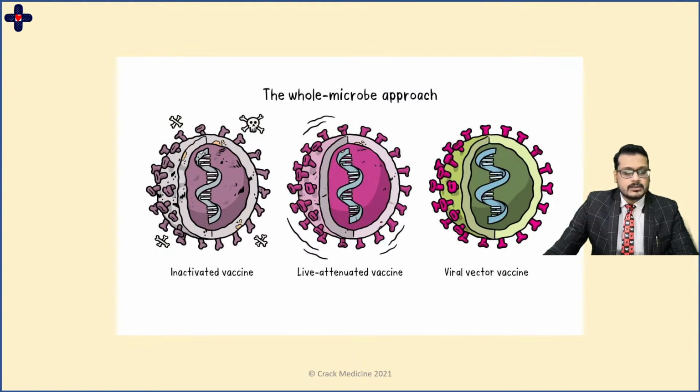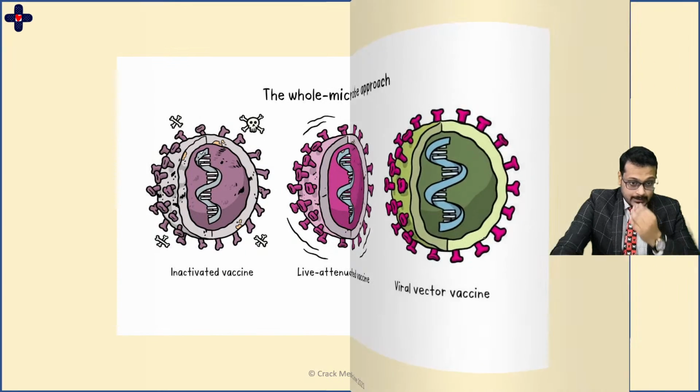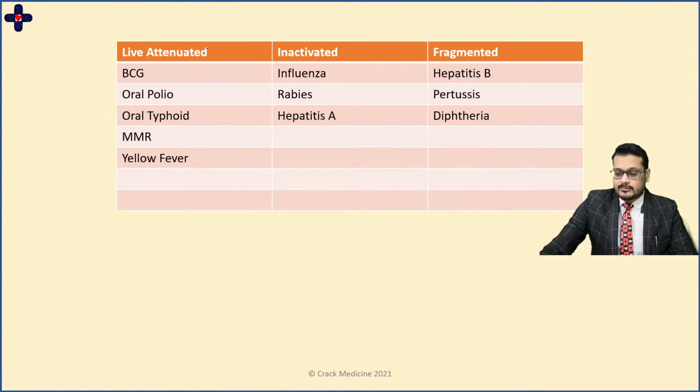When you're using the whole microbe approach, you can make basically two types. Inactivated vaccine, wherein you take the virus and kill it, and the structure remains the same. Or you can have the vaccine being live, but with quite a lot of reduction in the virulence of the virus. That's called a live attenuated vaccine. And then you can genetically engineer the vaccine also. I will not talk in detail about vaccines because you are all quite aware of vaccines and the ongoing situation.